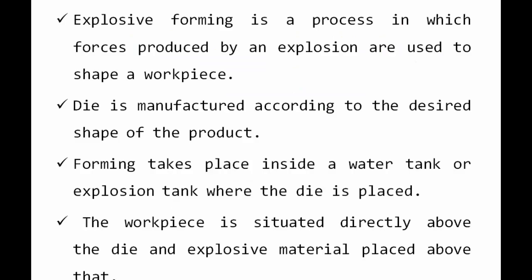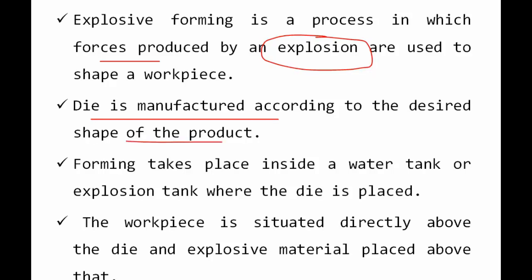Explosive forming is a type of high energy rate forming, a process in which force is produced by an explosion. Due to that explosion, force is created at that particular location, and then we get the required shape. The die is manufactured according to the desired shape of the product. So, whatever shape we need, we have to make the die for it.